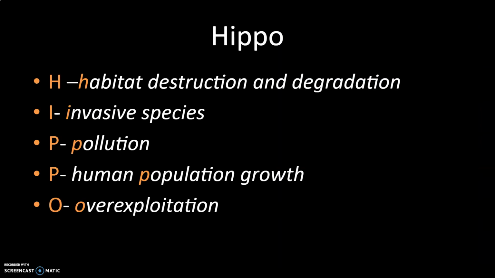HIPPO, this is just something that describes ways in which species or an ecosystem can be harmed or degraded, and they just spell it out as far as being HIPPO, and you can kind of go through that list. And these are all negative components that hurt an ecosystem or particular species.